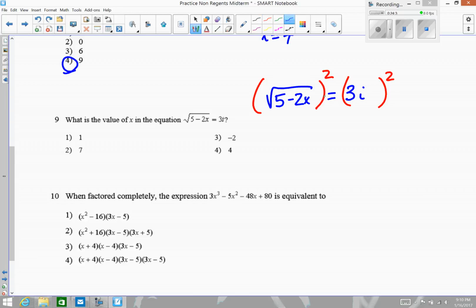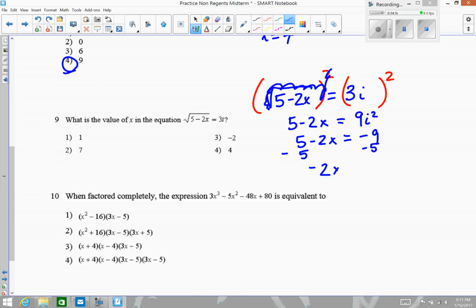That makes our squaring cancel out our radical sign, and we get 5 minus 2x equals 3i squared, which is 9 times i squared, or negative 9. And now I just need to solve for x, so I'm going to subtract 5 from both sides. Negative 2x equals negative 14, and we get x equals 7.